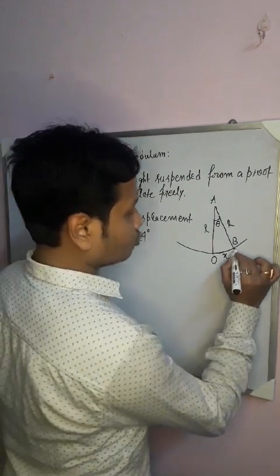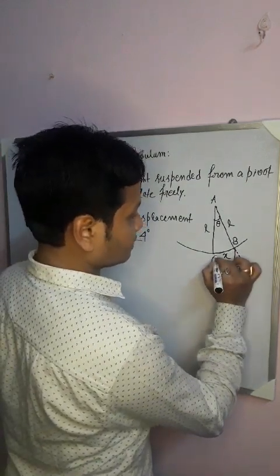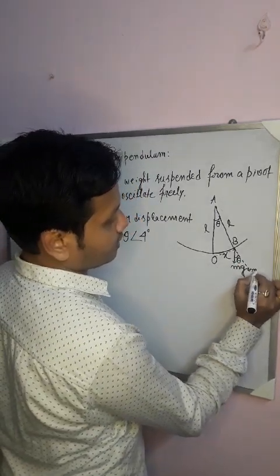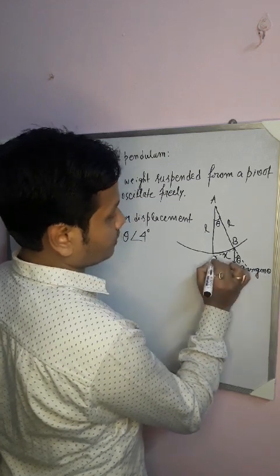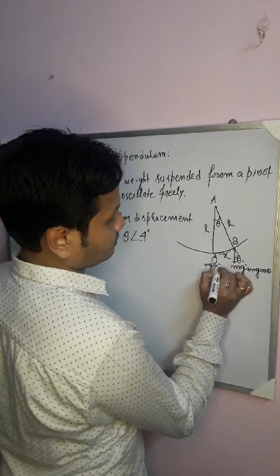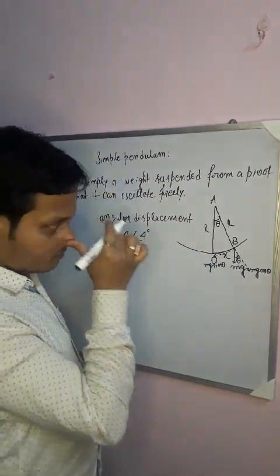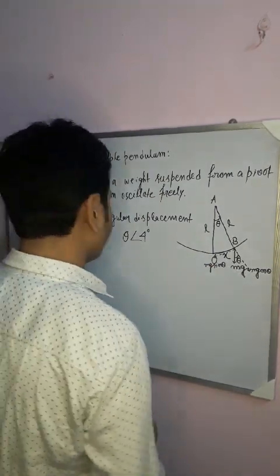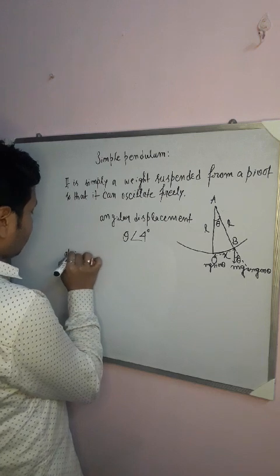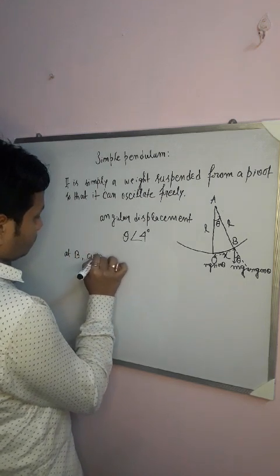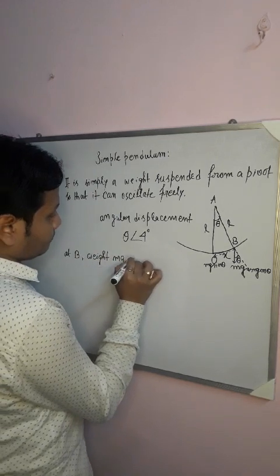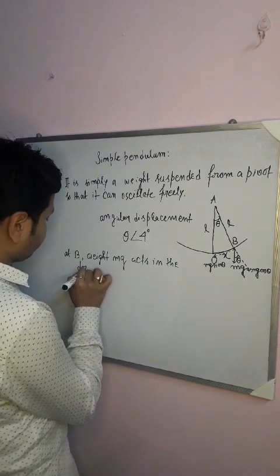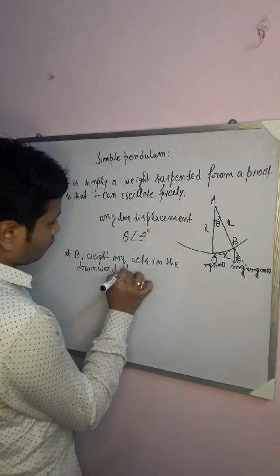If we resolve it into two components, then one component is this and another is this. This angle is also theta, so we can write this as mg cos theta and this as mg sin theta. So at B, the weight mg acts in the downward direction.